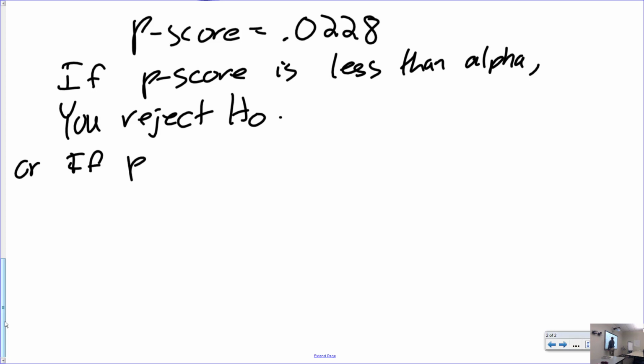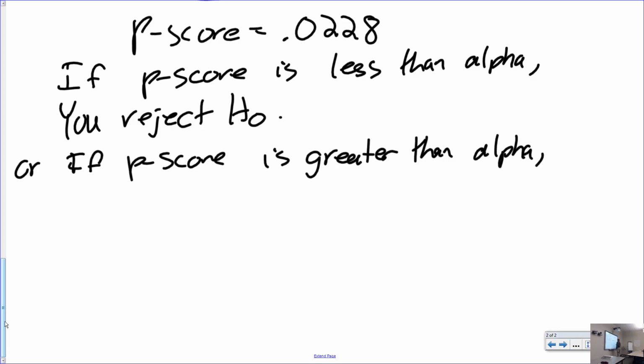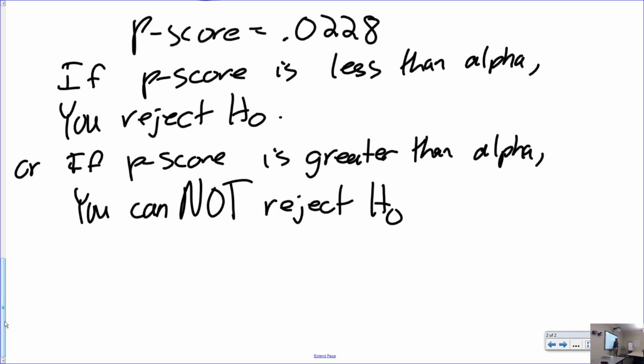Or if the p-score is greater than alpha, you cannot reject the null hypothesis. And so a lot of times you will deal with p-scores instead of dealing with z-critical scores, just because that's essentially the statistic that more research scientists have been using to drive whether or not they accept or reject whatever the hypothesis are claiming. Why?